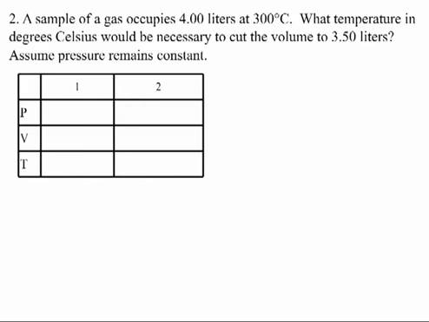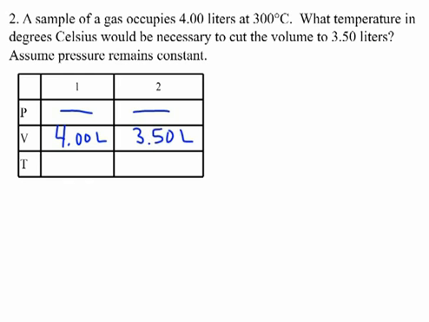All right, let's take a look at example number 2. A sample of a gas occupies 4.00 liters at 300 degrees Celsius. What temperature in degrees Celsius would be necessary to cut the volume to 3.50 liters? Assume pressure remains constant. So since pressure is constant, I'm going to put dashes through both P1 and P2. And we're going to work on identifying our initial volume. Our V1 is 4.00 liters. Our new volume will be 3.50 liters.